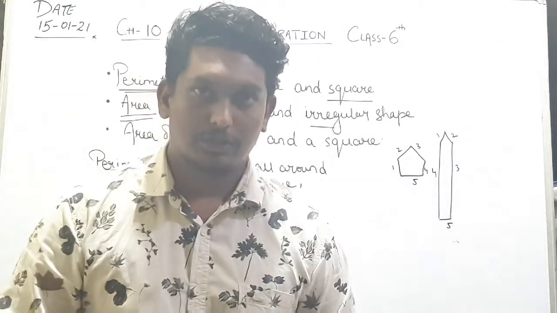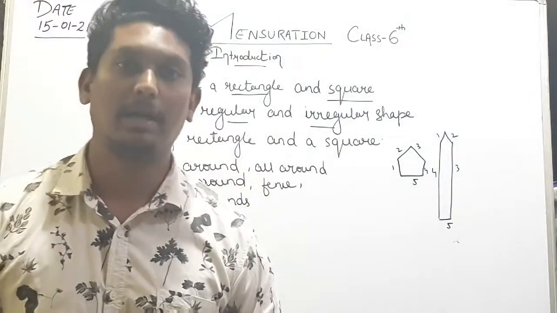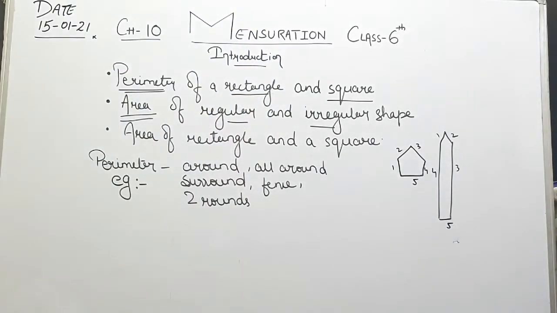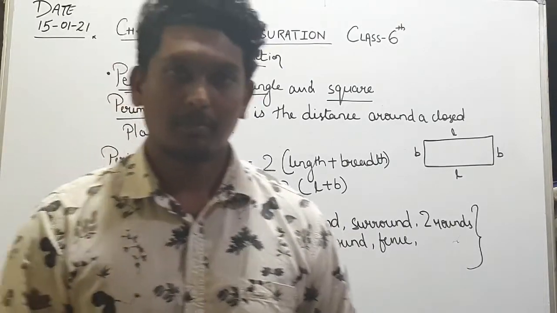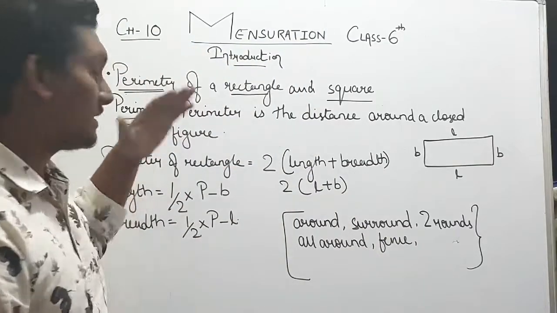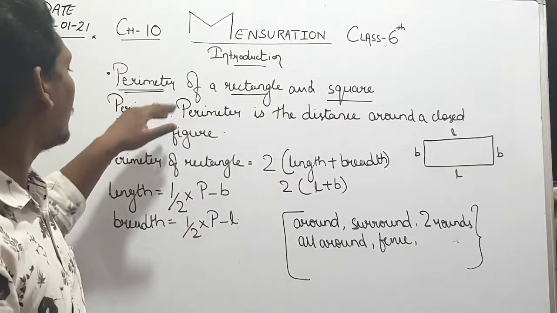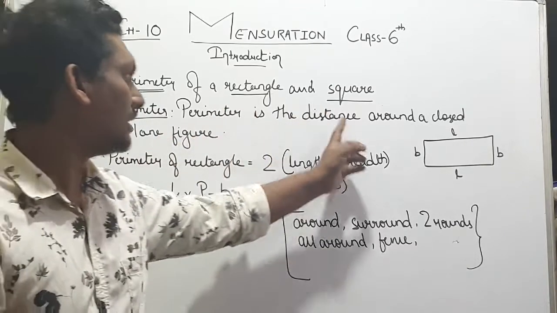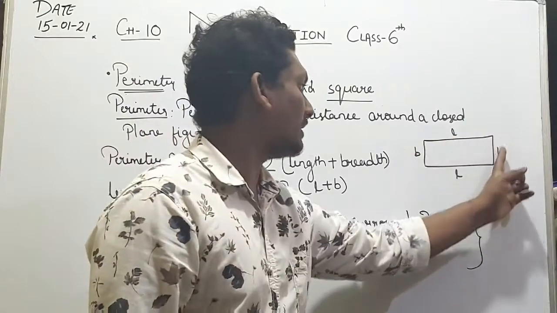So we will start with the first thing, that is perimeter of rectangle and square. Let's start with the perimeter of rectangle. I'll tell you about perimeter of rectangle and square separately. So come to the definition, what is perimeter? Perimeter is the distance around a closed plane figure, meaning this total distance.